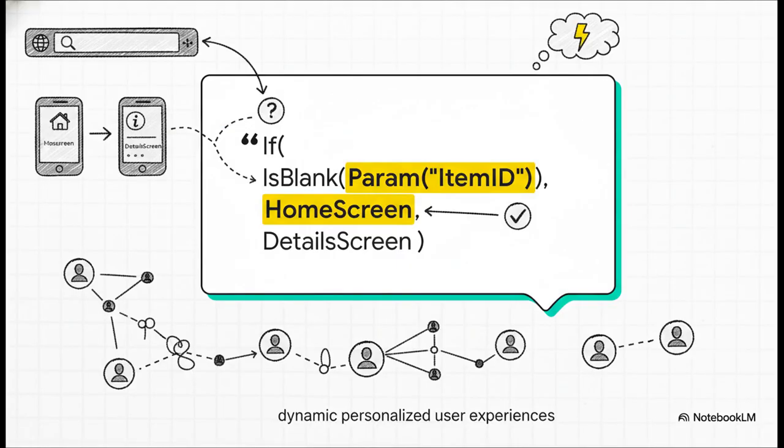So how do we make this magic happen? We go right back to our best friend, the App.StartScreen property. This code uses the param function to basically inspect the URL the user clicked. It just asks, hey, does this URL contain a parameter called item ID? If the answer is no, no problem. We send them to the home screen. But if the answer is yes, we send them straight to the details screen to view that specific item. It is just that elegant.